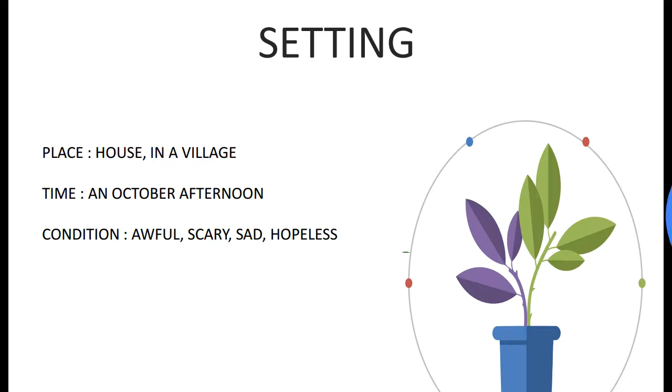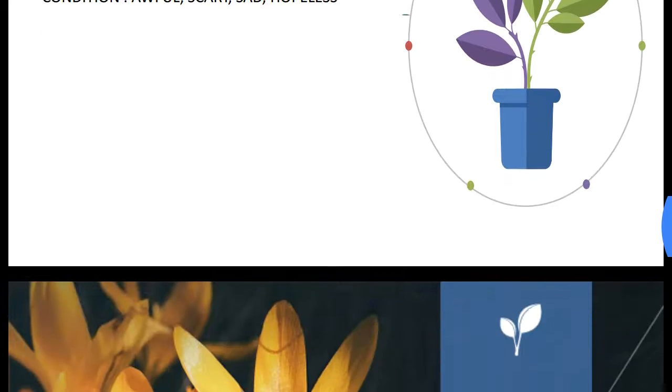And then we move to the setting. There are 3 parts. The first is place, the second is time, and the third is condition. For the place, there are a house and a village. And then the time is an October afternoon. And the last is condition. It means that there are awful, scary, sad, hopeless feelings. There is something that happens in the story, or the feeling.